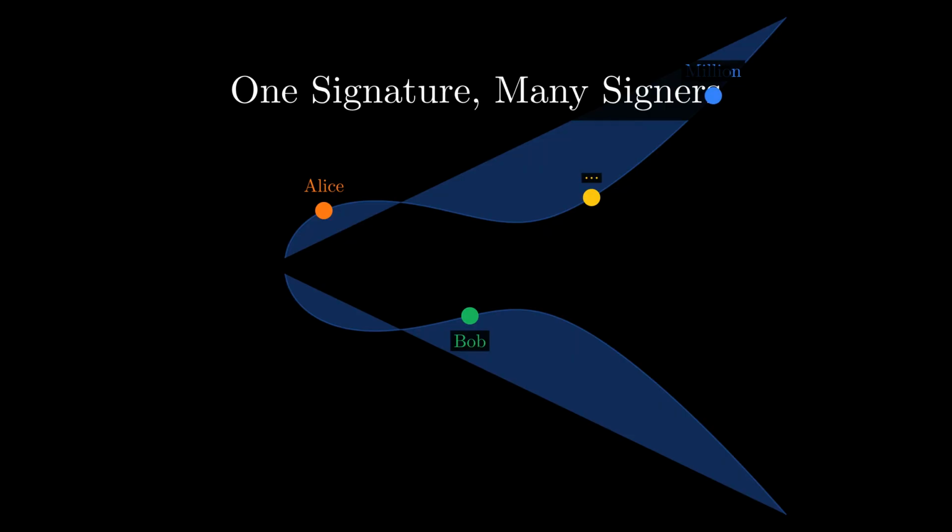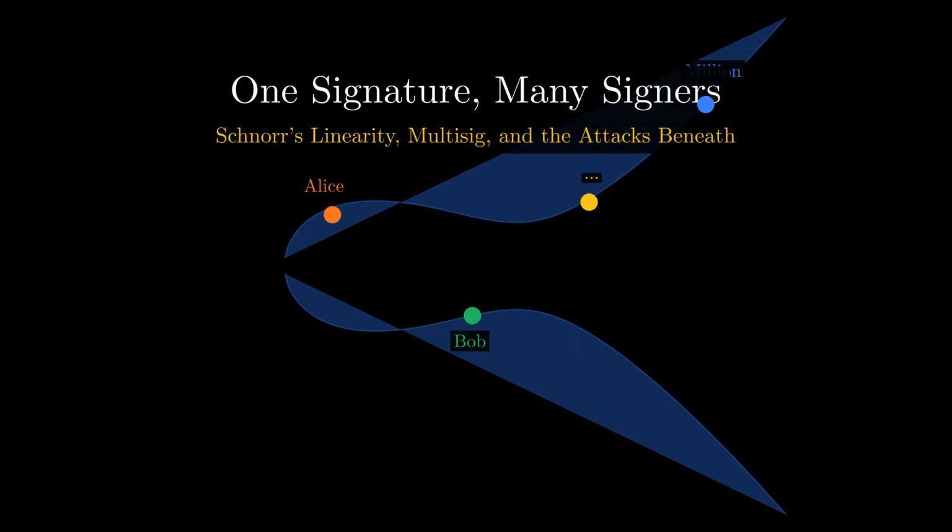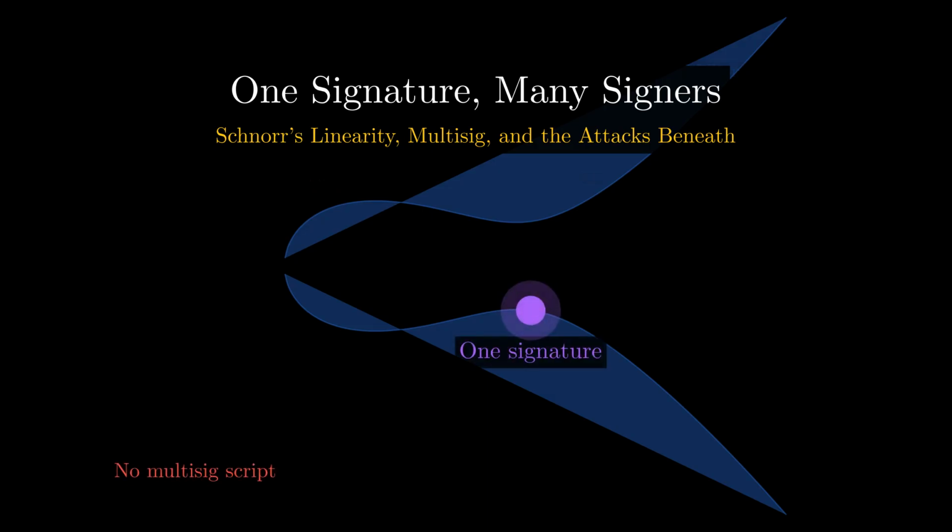What if Alice, Bob, and a million other people could all sign one Bitcoin transaction, and the result on chain looked identical to a signature from a single person? No multisig script, no extra bytes, no privacy leak. That's not a thought experiment. That's Schnorr. The magic ingredient is linearity.